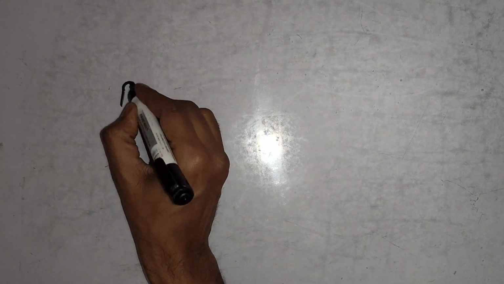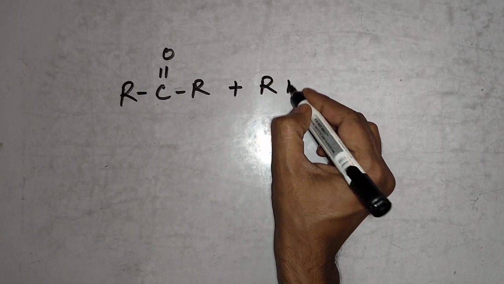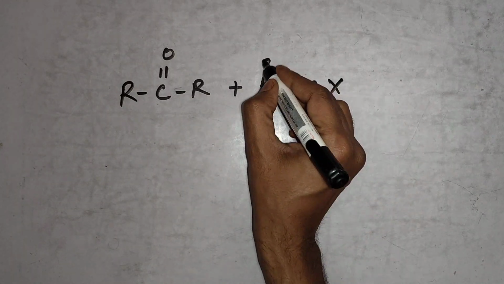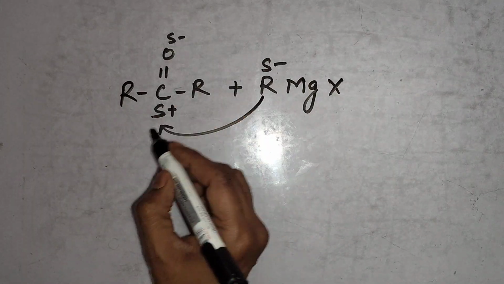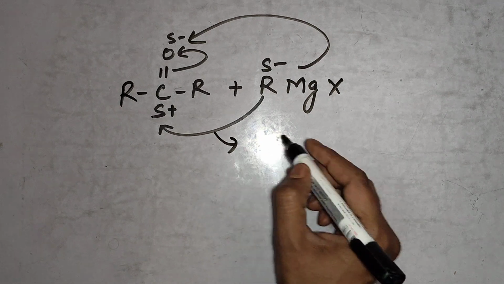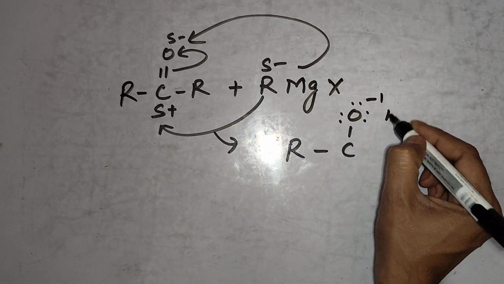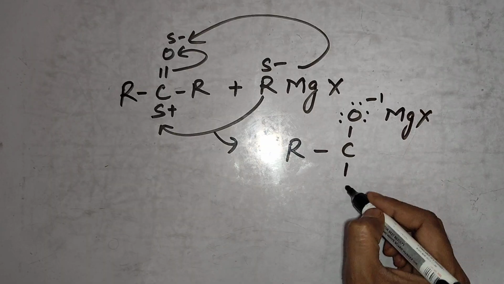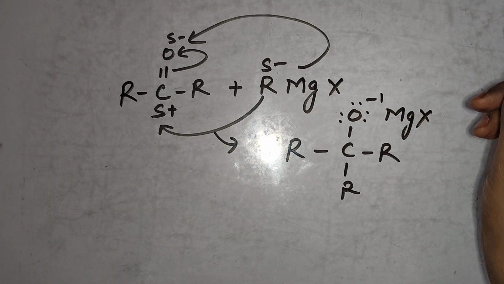Same mechanism. Ketone, RMgX. R negative, C positive, O negative. R negative will attack on the positive carbon. Pi electrons will shift. Mg will attack. Same mechanism. R, C, O, MgX, R, R. This will be the addition product.